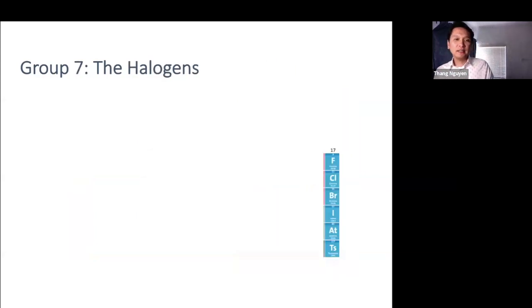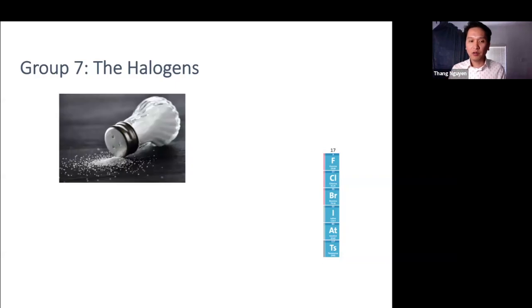Next, the group that you should know are the halogens. The halogens, from the Greek, means to make salt, right? Because the elements in this group, when combined with sodium, for example, will make what is known in chemistry as salt. Our prime example is table salt. When chlorine combines with sodium, it makes sodium chloride, which is this salt here.